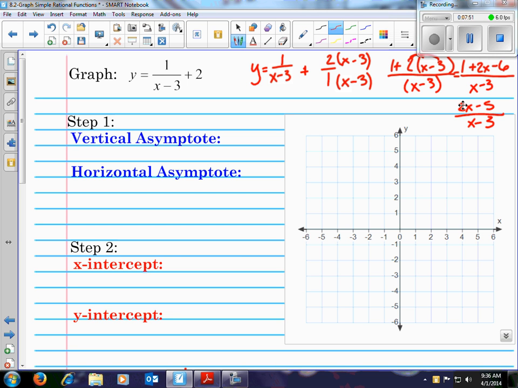Now the reason I put my x term first is because I want these to be in standard form. So if I have an x squared, I want it to be x squared, and then x, and then no variable. So I'm going to leave it like this.